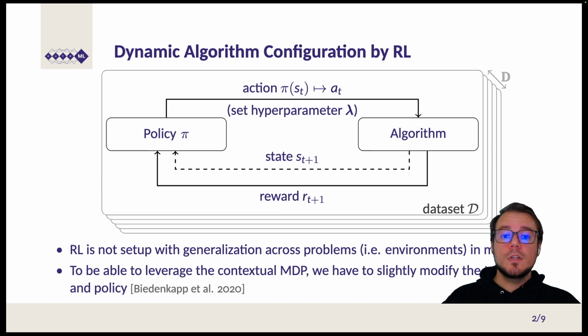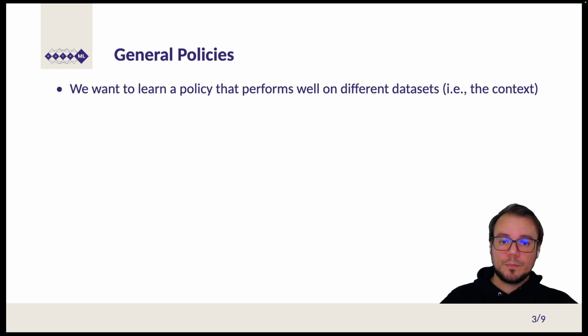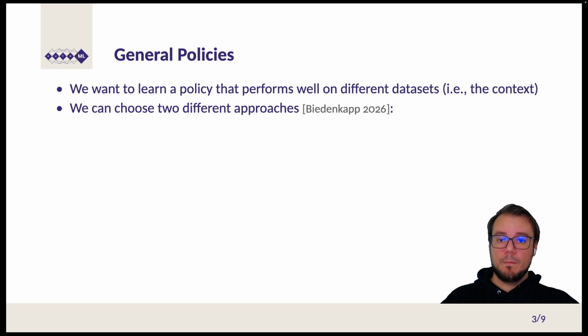So to be able to learn general policies, we need to leverage the contextual MDP and slightly modify the policy as well as the training behavior. To learn general policies that take into account that we have different data sets, i.e. the context, we can choose two different approaches.